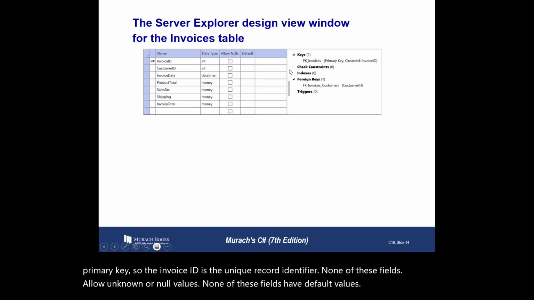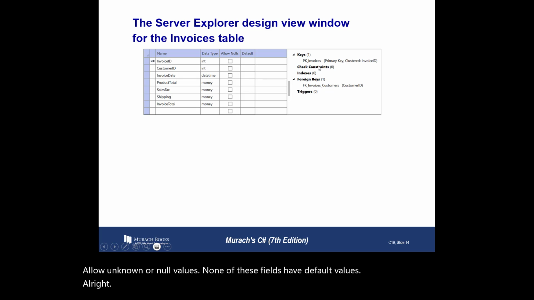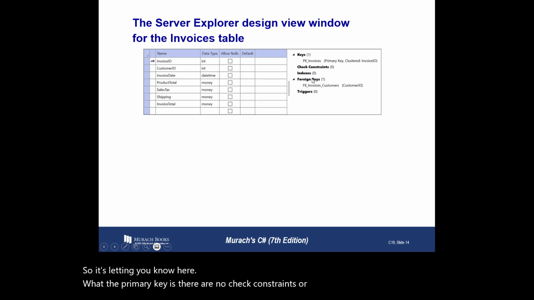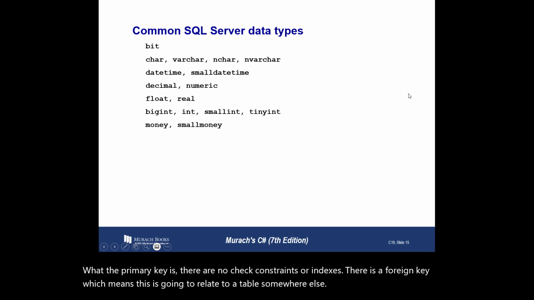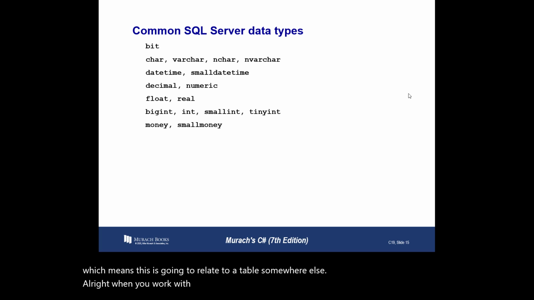All right. So it's letting you know here what the primary key is. There are no check constraints or indexes. There is a foreign key, which means this is going to relate to a table somewhere else.